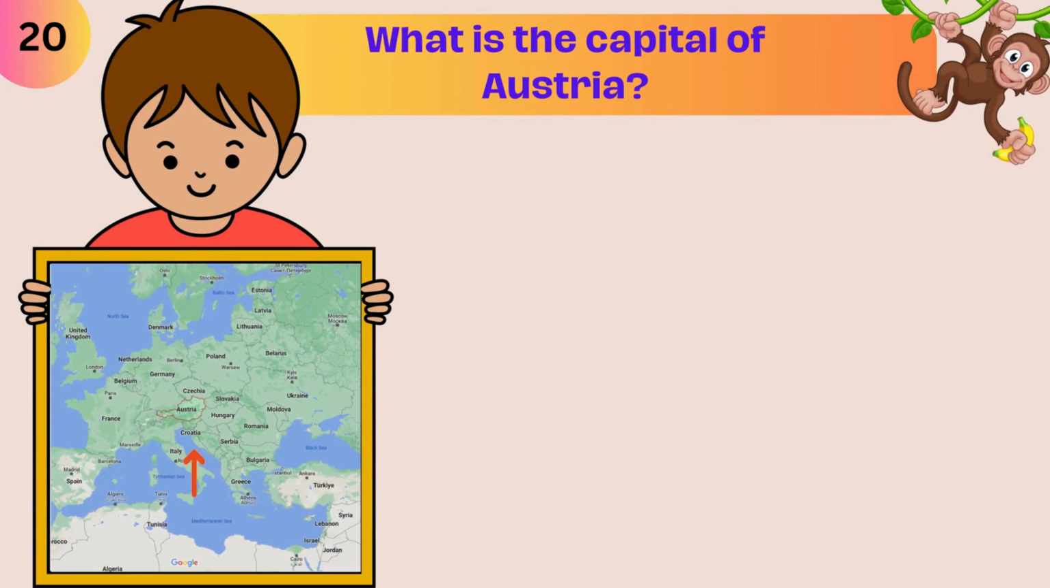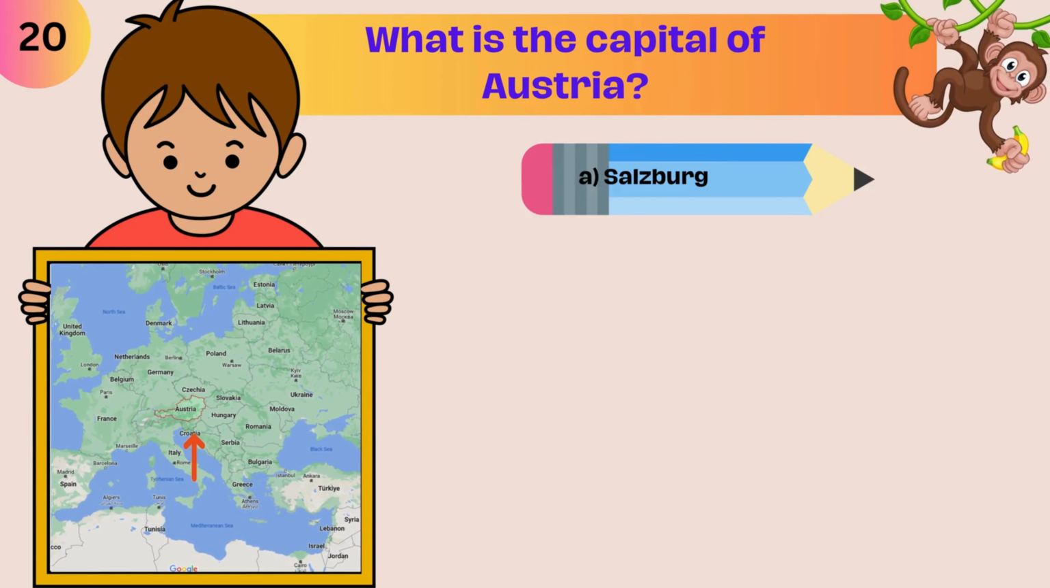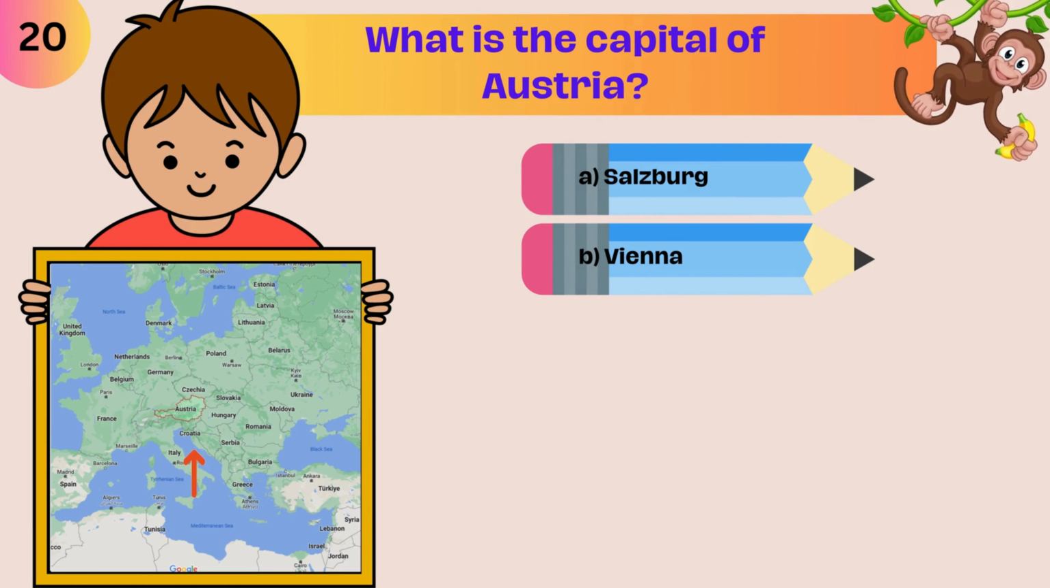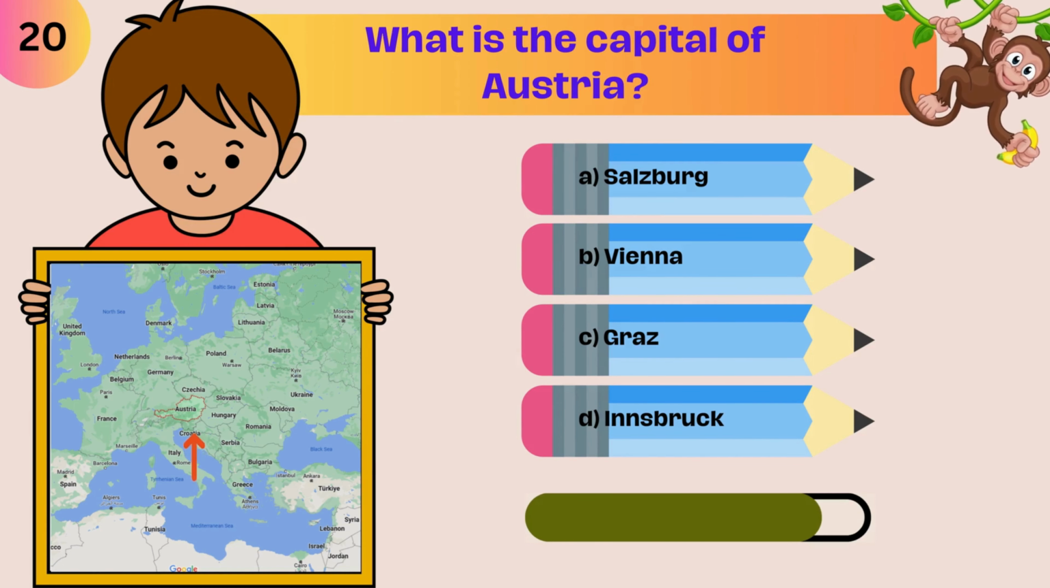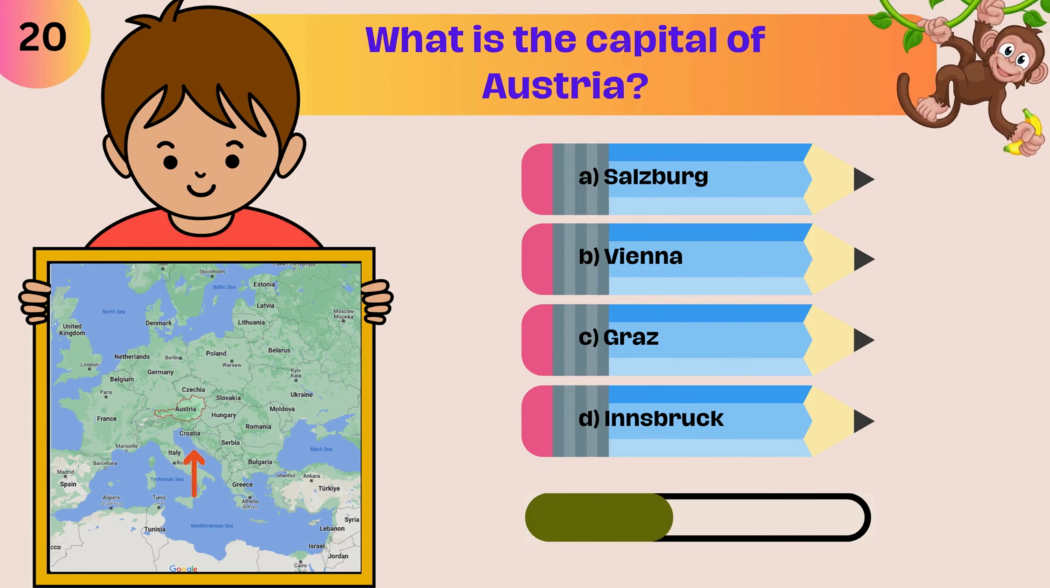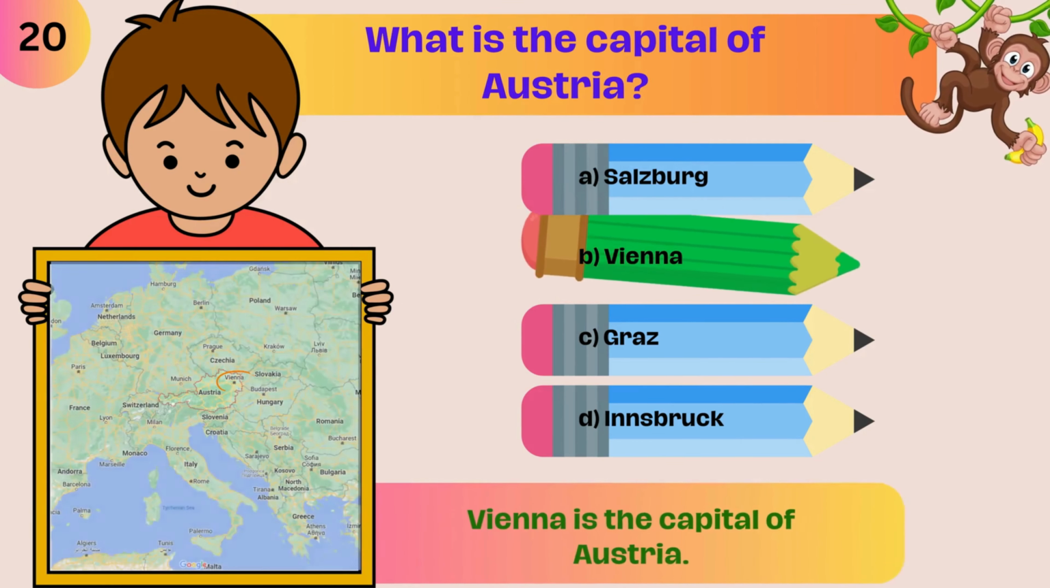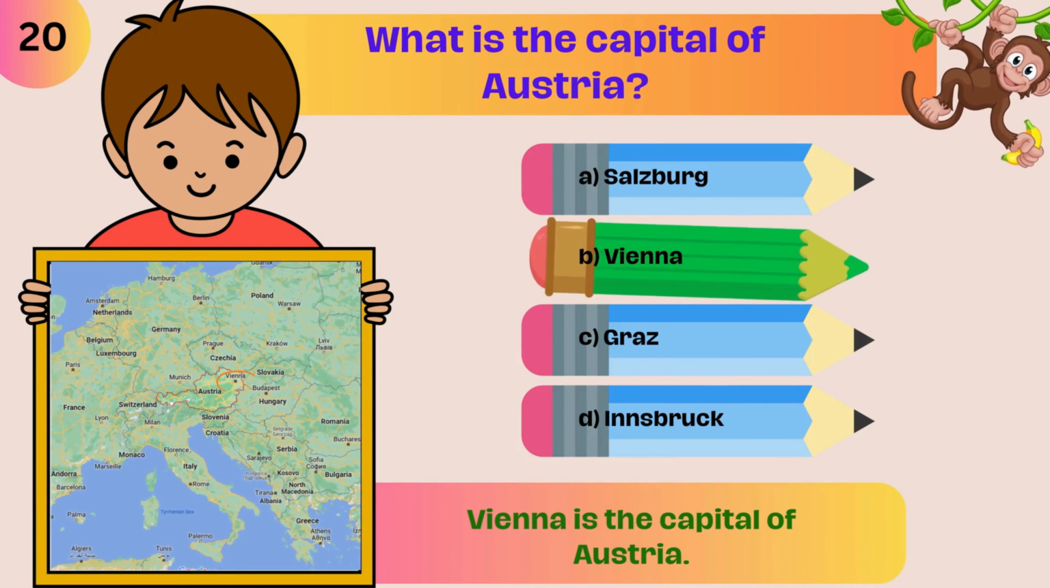What is the capital of Austria? A. Salzburg. B. Vienna. C. Graz. D. Innsbruck. The right answer is B. Vienna.